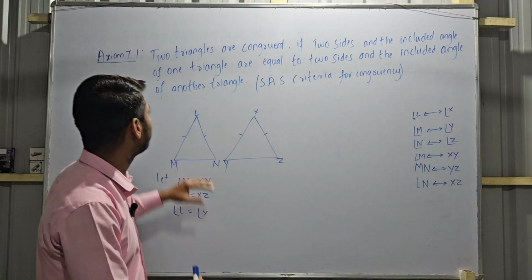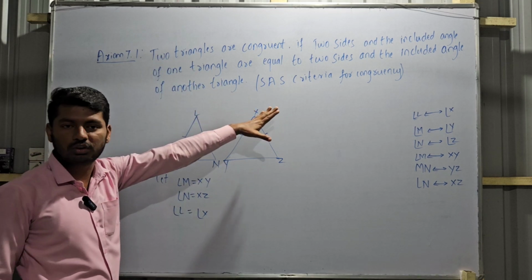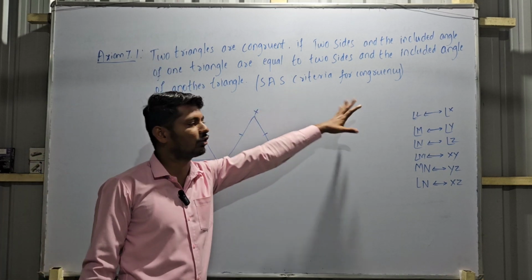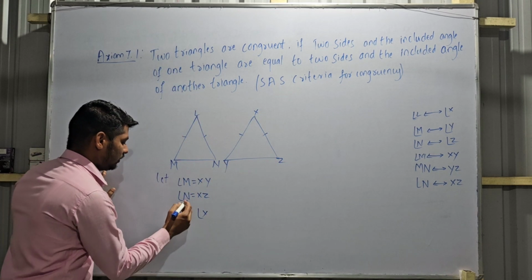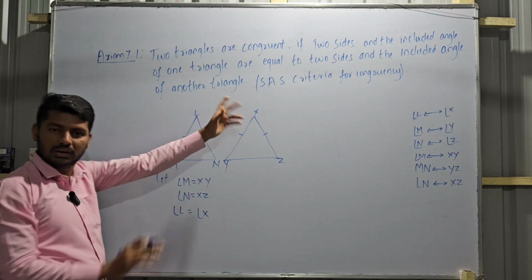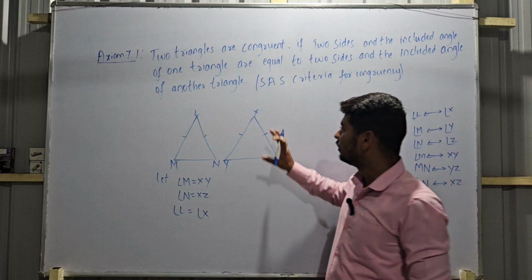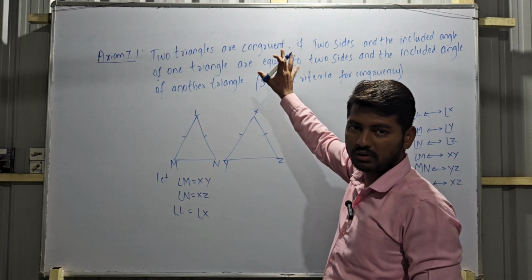Then by this statement, what is the statement? Axiom 7.1, or the SAS criteria for congruency, says: if two sides and the included angle of one triangle are equal to the two sides and the included angle of another triangle, then the two triangles are said to be congruent.